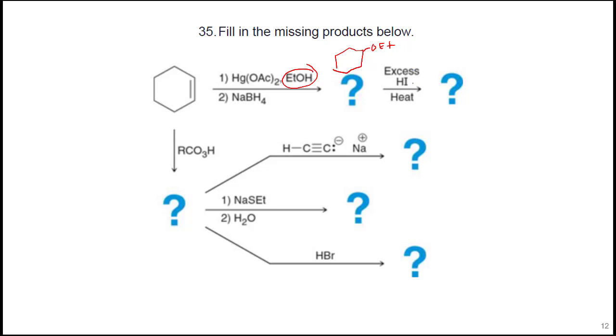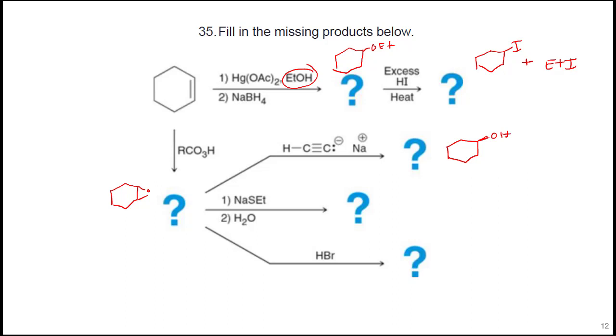If we add excess hydrogen iodide, that is going to react with both sides. We'll end up with iodine here and also ethyl iodide. So you get two products there. For cyclohexene plus a peroxy acid, this will give us an epoxide. If we react that epoxide with acetylide, that's going to attack one side.